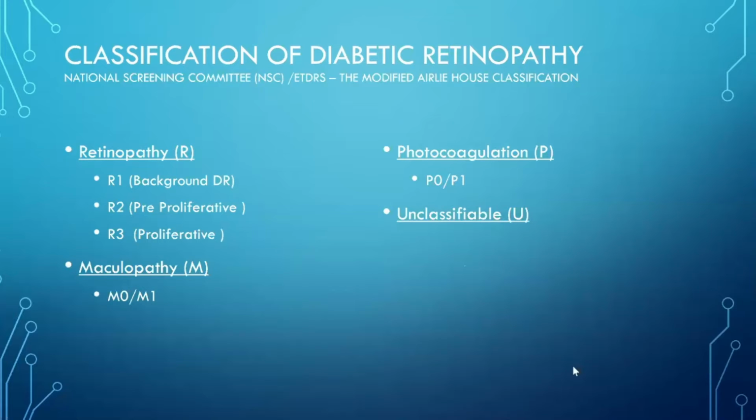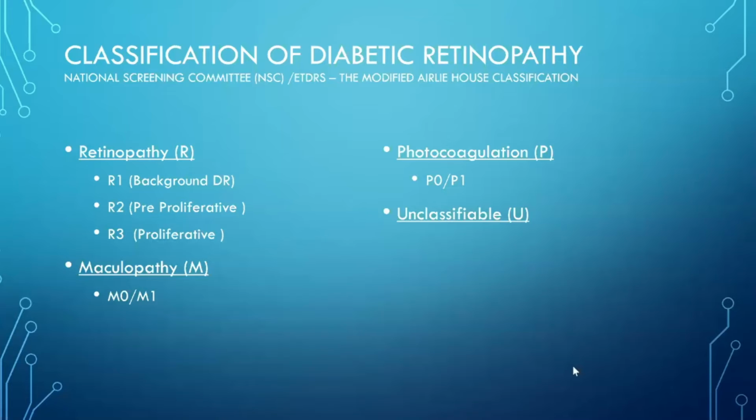Also, another useful and important classification is the National Screening Committee, NSC, which we are using in the United Kingdom, which some of you may be familiar with if you have clinical letters or screening, where you might find some letters and numbers. But to make it simple, retinopathy means R. It's the type of severity of the retinopathy, and it can vary from 1 to 3. So R1 is the mild form, R2 the moderate form, and R3 the severe form. This is the easiest classification we can use.